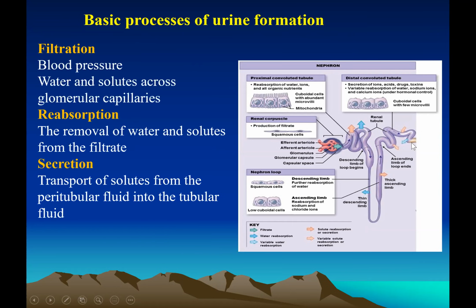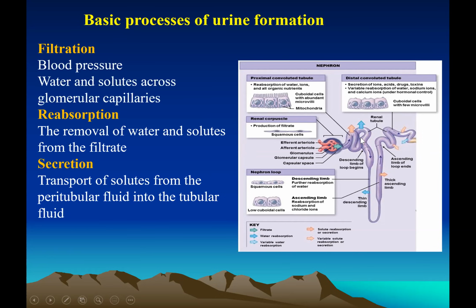And then comes the distal convoluted tube. This will play a huge role in secretion. This is where all the toxins and drugs that the patient has ingested will be thrown into the urine, and it will end up being excreted. Here it is made up of cuboidal cells, but with few microvilli.